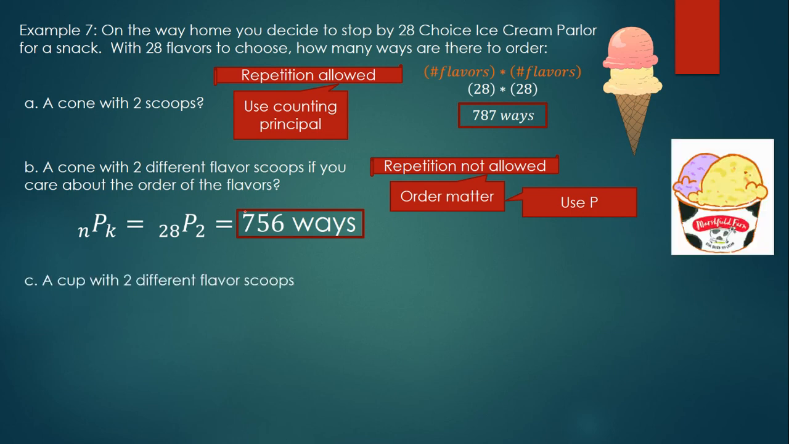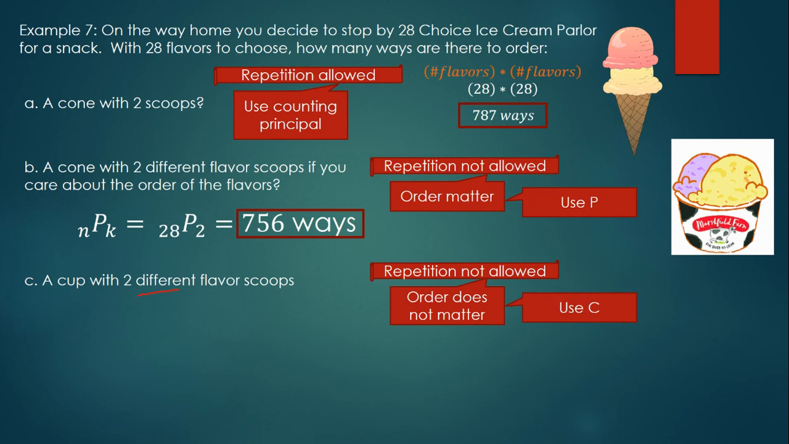How about a cup with 2 different flavor scoops? Since it says different, repetition is not allowed. Now, order doesn't matter. Whether I have a purple and then a yellow, or a yellow and then a purple, it's still the same 2 scoops of ice cream in the cup. I can eat it in either order. Whereas with the cone, order matters because the strawberry is on top, and I would eat that first. Since order does not matter, we're going to use C. So 28C2 is 378 ways to have 2 different flavor scoops in a cup.